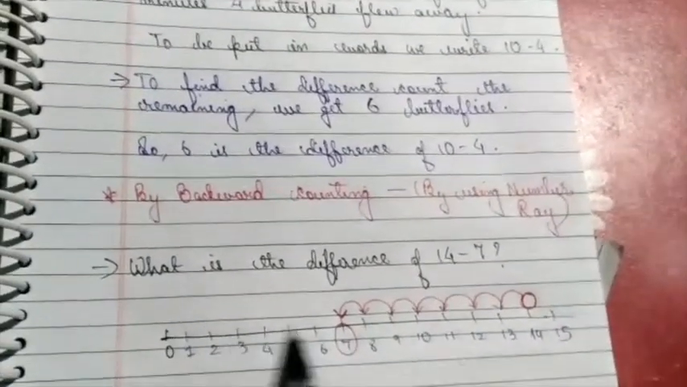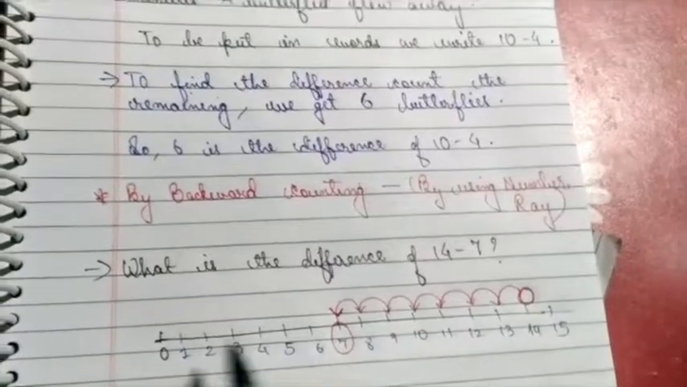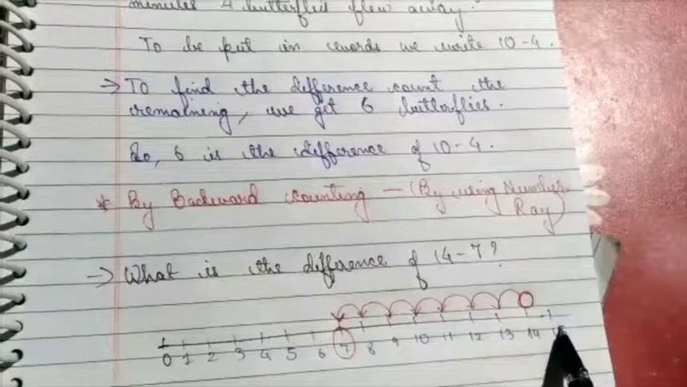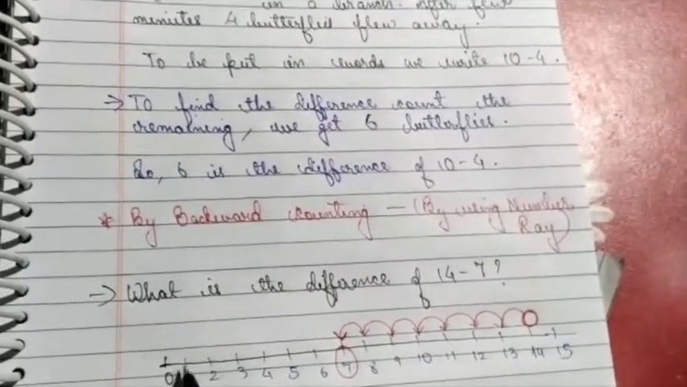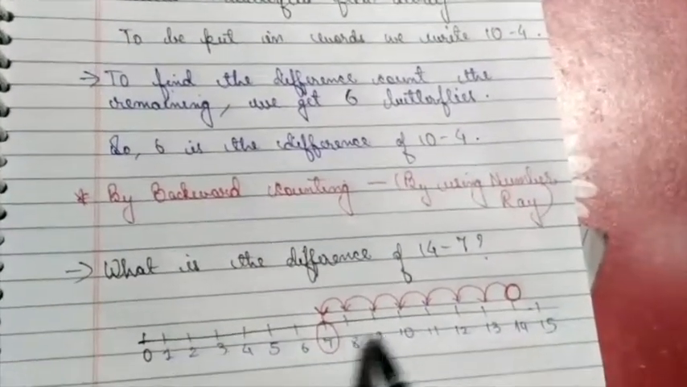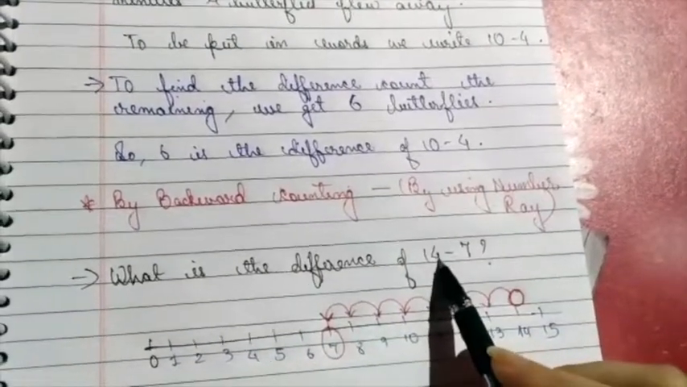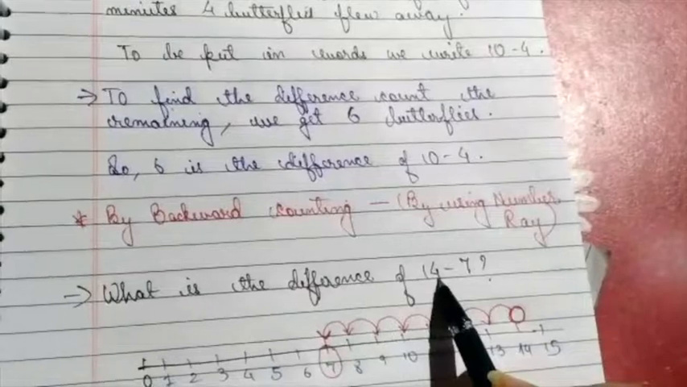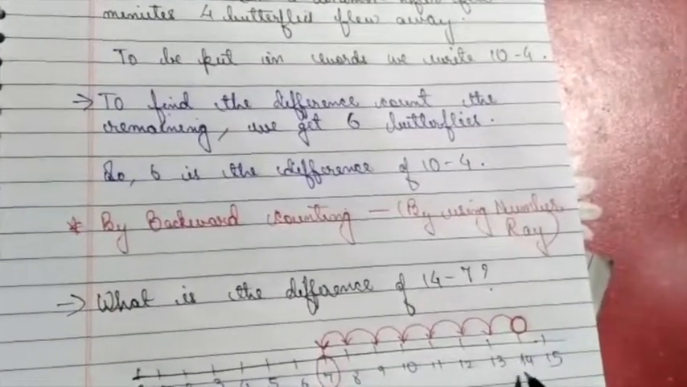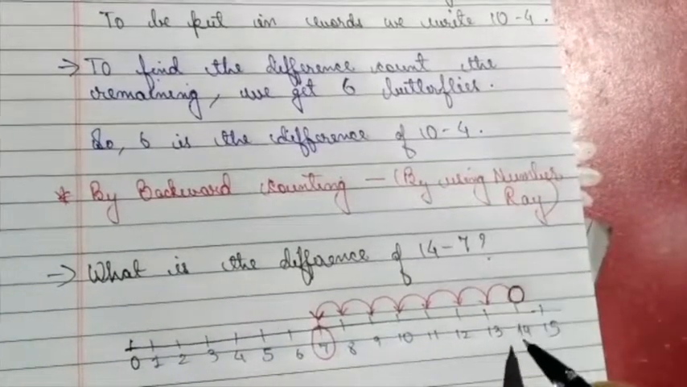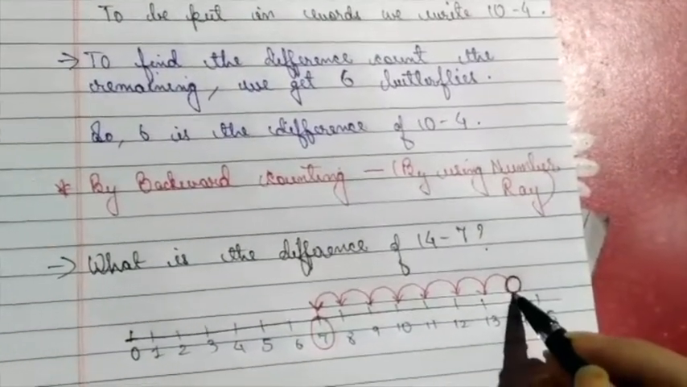Okay, students? So in this method using a number array, first we draw a straight line. Now we write numbers starting from 0 to 15. Now point to 14. We have to find the difference between 14 and 7. So first we will see where 14 is. We can see here is 14. We will point to 14 and circle it.